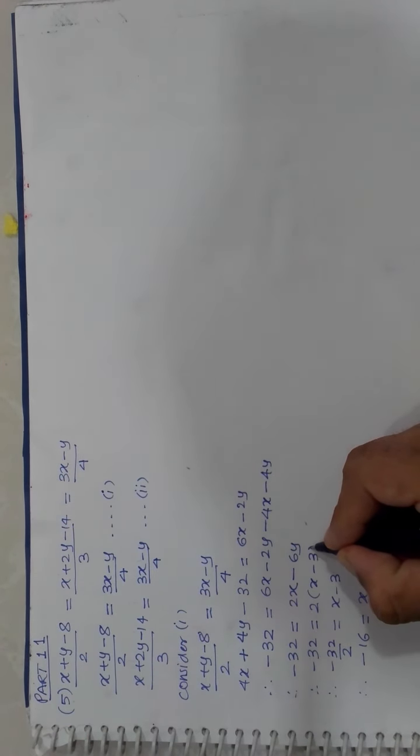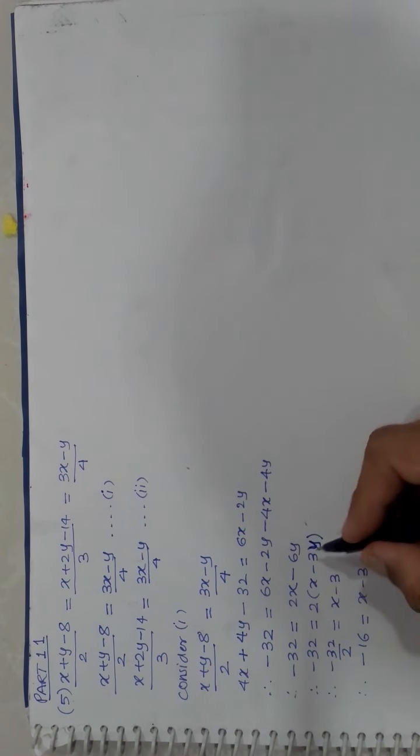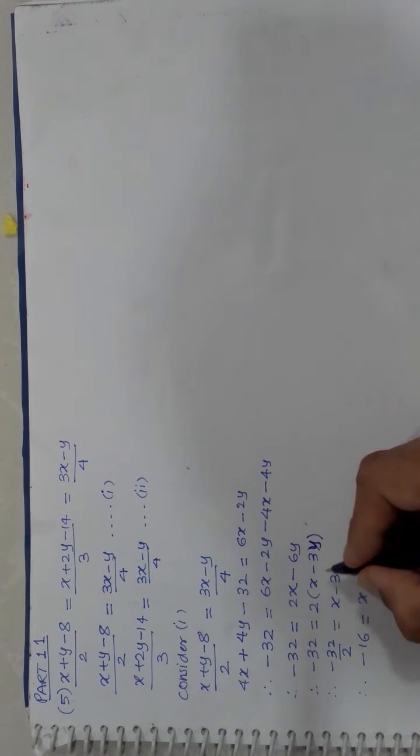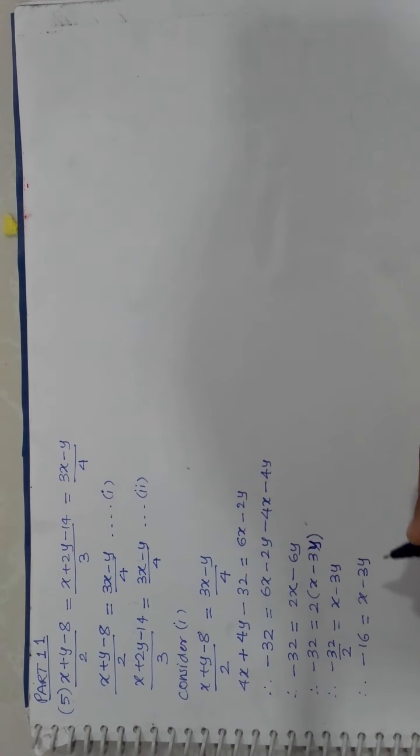See here. There is some problem with the arrangement, so it slips out from my eyes. So here it is 3y and here it is 3y. So I got minus 16 is equal to x minus 3y. Does not look good to see. We have a habit of seeing x and y on the left side. So bring it to the left side. You get here x minus 3y is equal to minus 16.